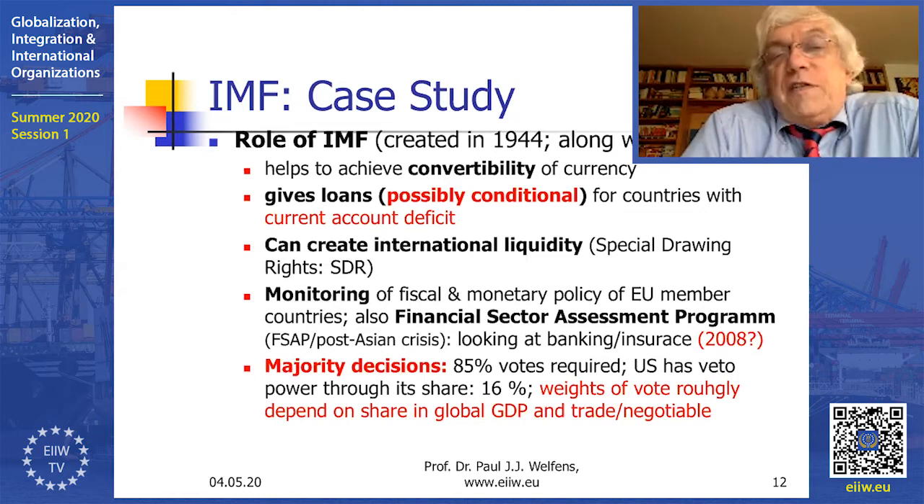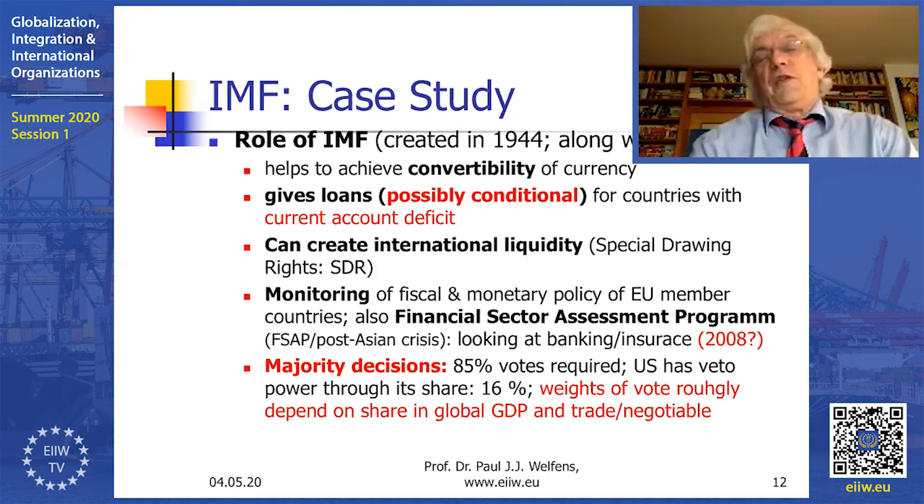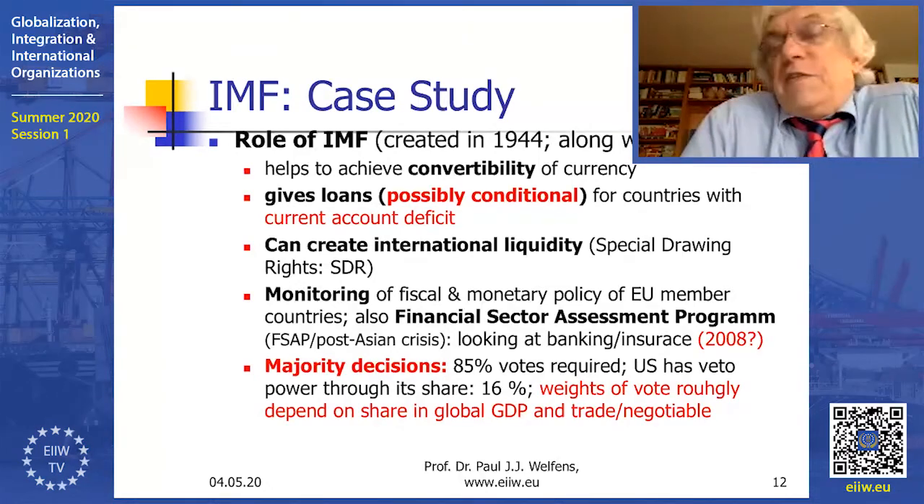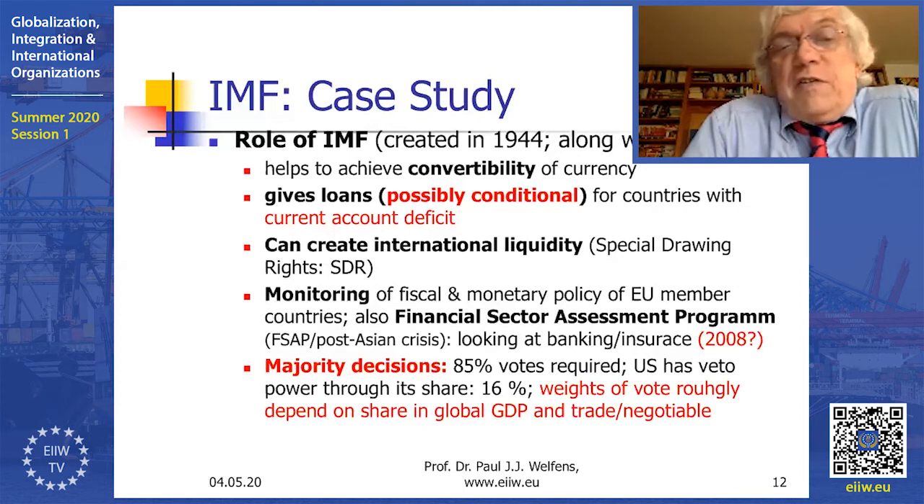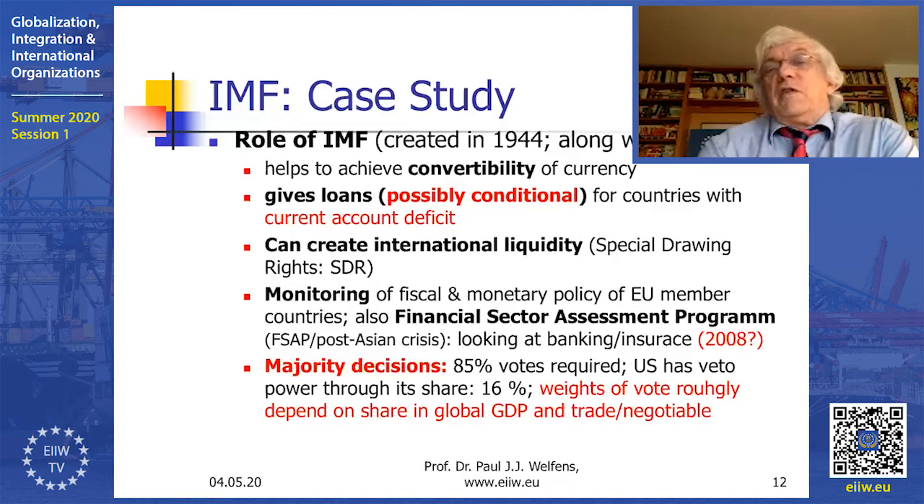The IMF gives loans. Okay, if you want to take big loans as a country, you will face conditionality. So there are certain strings attached then to the loan, and particularly this will typically happen if a country has a current account deficit, a big current account deficit. The IMF can create international liquidity, so there are the so-called special drawing rights, SDR.